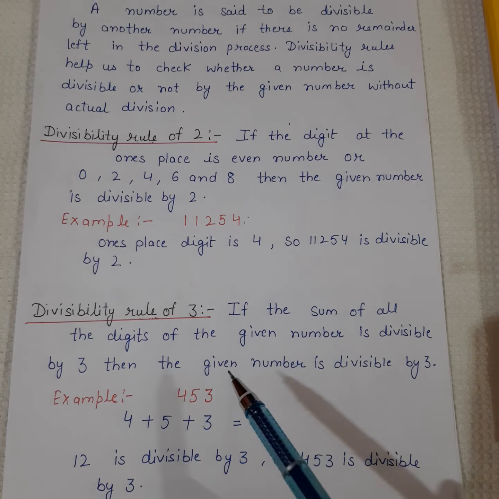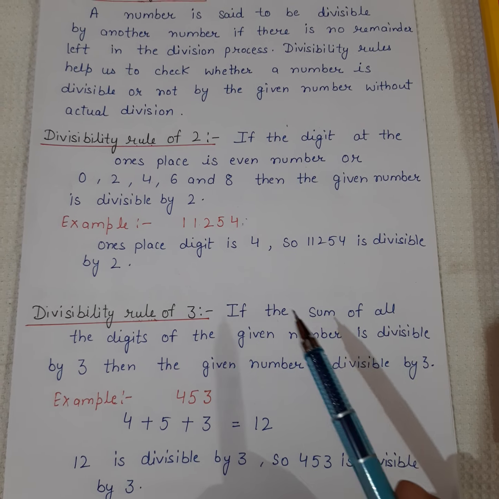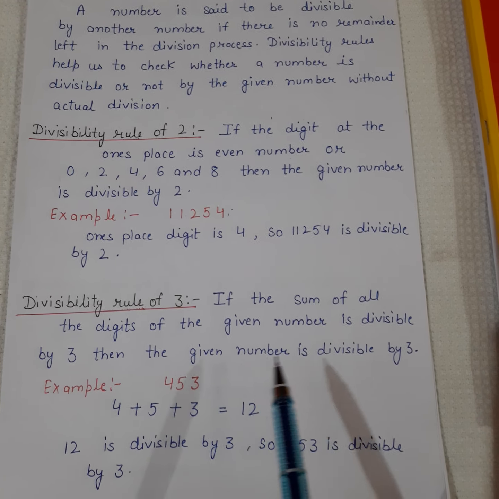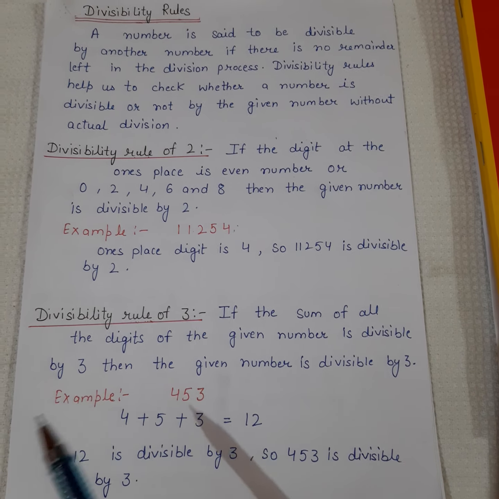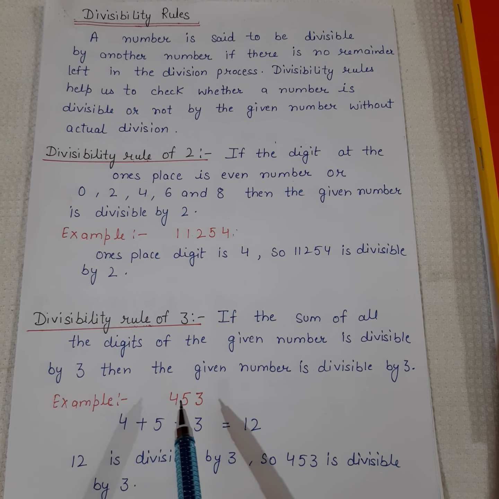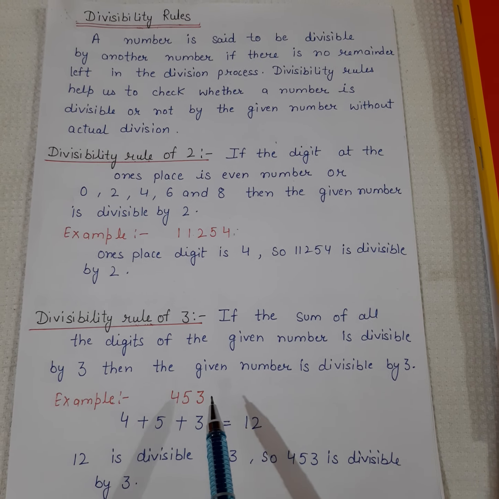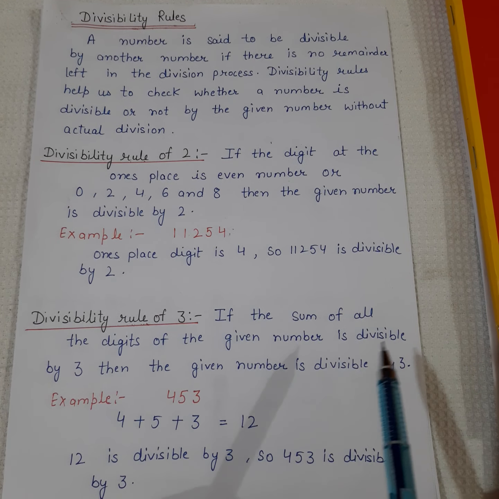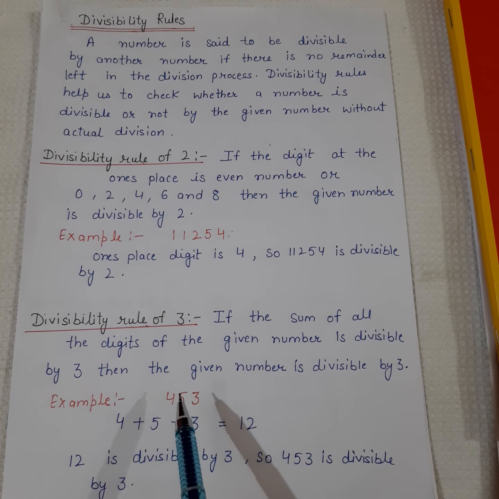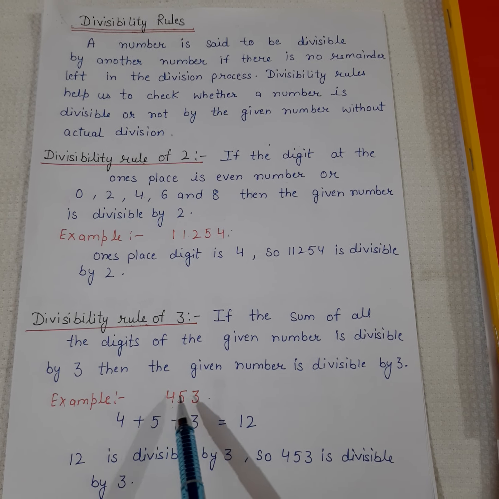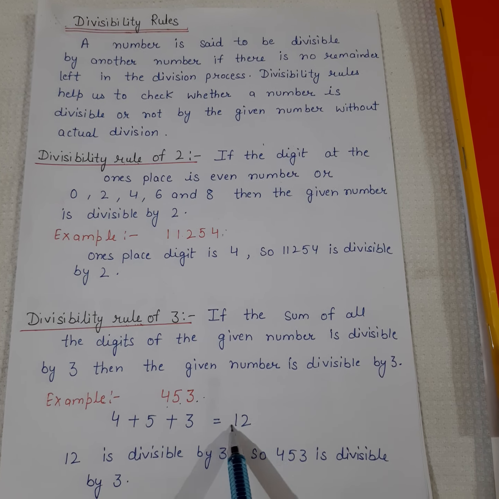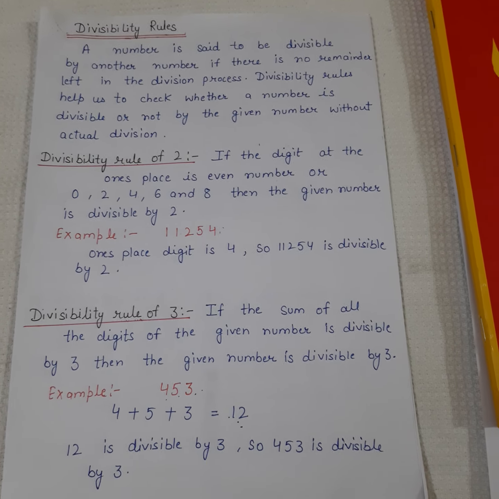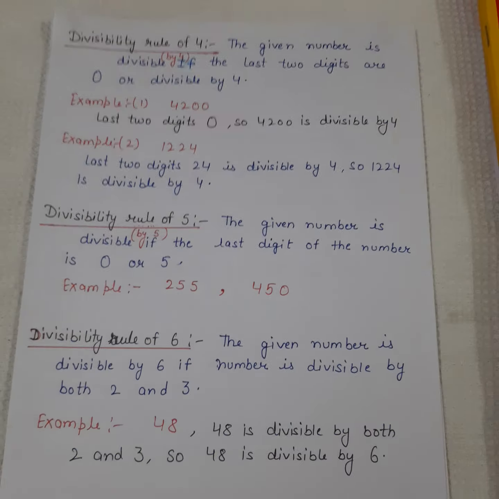Now the divisibility rule of 3. The rule says, if the sum of all the digits of the given number is divisible by 3, then the given number is divisible by 3. Whatever the number is, add all the digits, like 453. As rough practice, just add all the digits, like 4 plus 5 plus 3. What will come? 12. So 12 is divisible by 3. So yes, the complete number is divisible by 3.